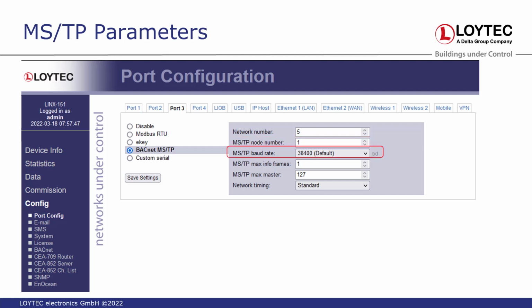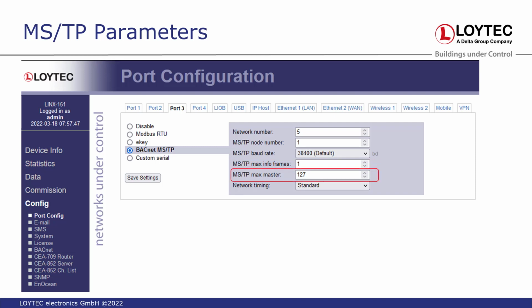Baud rate must be the same on every device communicating on that trunk. Per default, it is configured to 38,400. MaxInfoFrames defines how many frames can be sent before the token has to be passed on to the next device. Per default, this value is 1. Devices with a higher network throughput, for example BACnet router devices, are recommended having a higher number, for example 20.